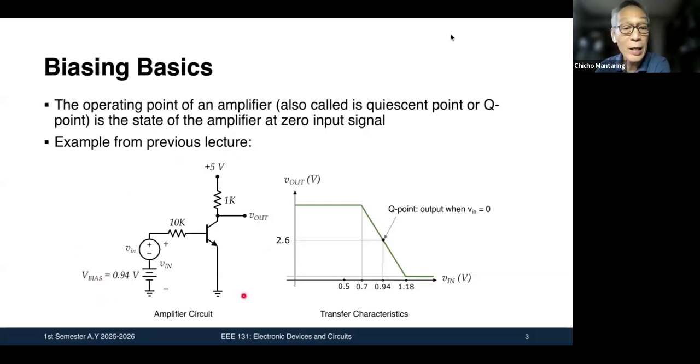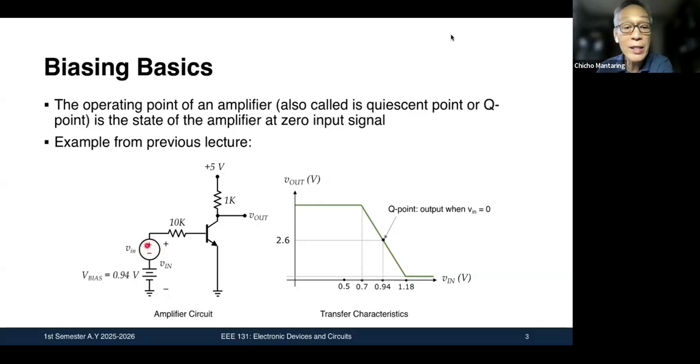This was the circuit that we had. We had a DC offset voltage, and we had the signal we wanted to amplify. The total of these two, we call v_IN. And then we had this transfer characteristic curve. What is our operating point? The operating point, also called the quiescent point, or Q point, is the state of the amplifier at zero input signal. So what is the state of the amplifier when this is zero?